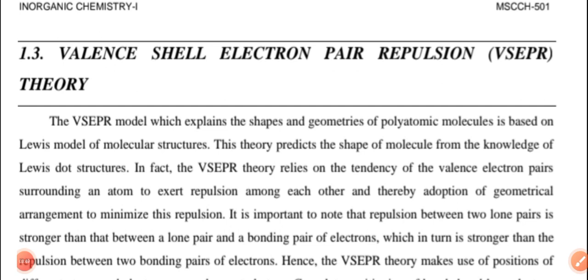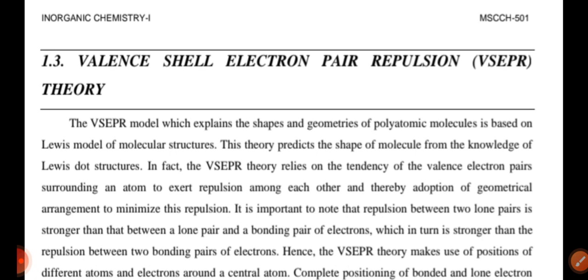Valence shell electron pair repulsion (VSEPR theory). The VSEPR model, which explains the shape and geometry of polyatomic molecules, is based on Lewis' model of molecular structure. This theory predicts the shape of a molecule from the knowledge of its Lewis dot structure. In fact, VSEPR theory relies on the tendency of the valence electron pairs surrounding an atom to exert repulsion among each other, and thereby adopt a geometrical arrangement that minimizes this repulsion.